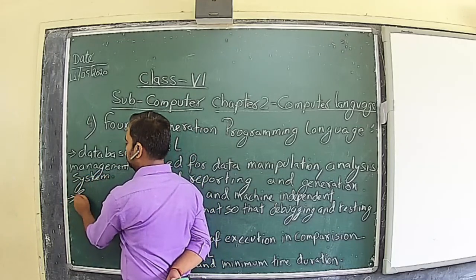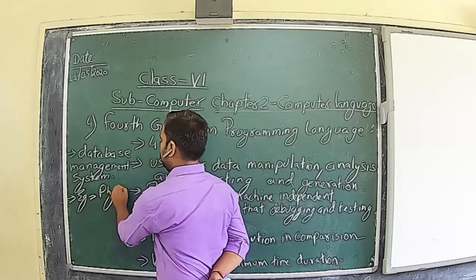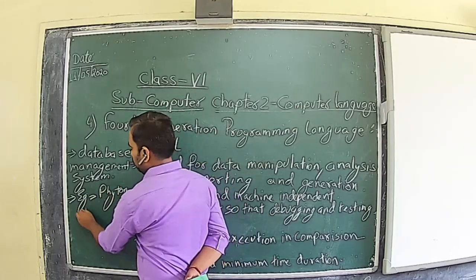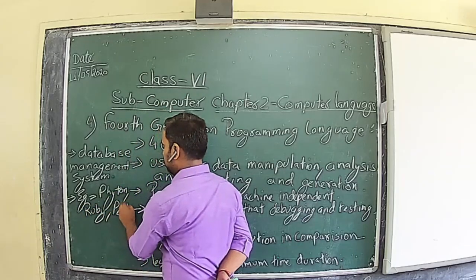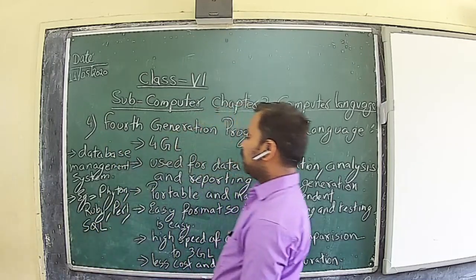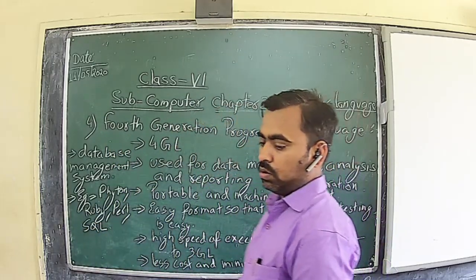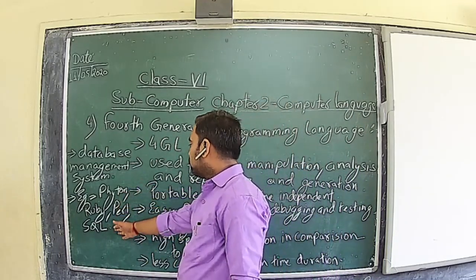Examples are Python, Ruby, Perl, or you can say SQL. Python, Ruby, Perl, and SQL are some of the examples of fourth generation programming languages.